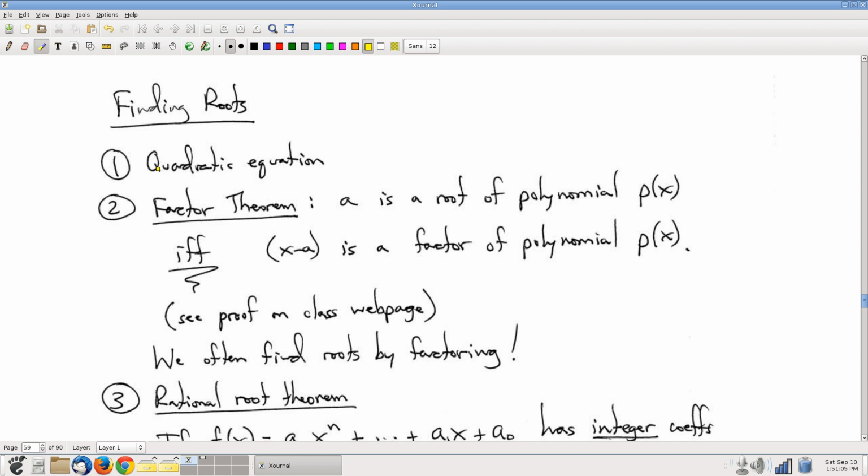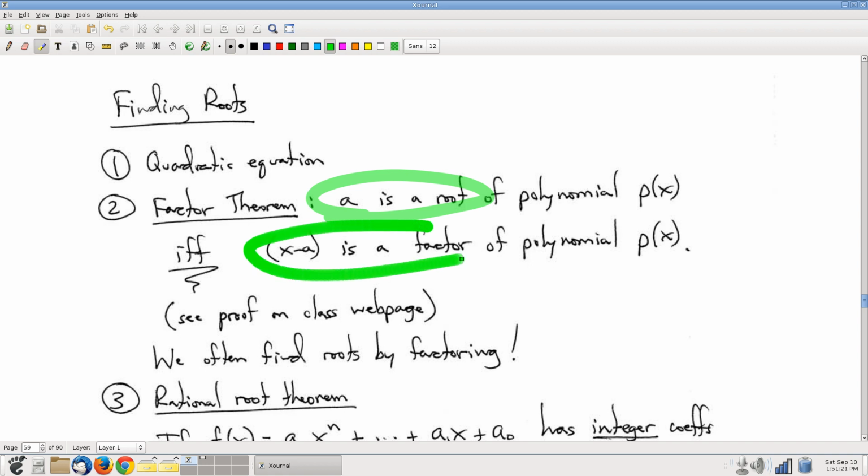Okay, second tool. This is called the Factor Theorem, or at least this is what I prefer to call it. And students sometimes know this by different names. But here's the idea, and that is if you have a number that's a root of a polynomial, then x minus that number is a factor of that polynomial. So this is a basic fact about algebra. This should be a part of any Algebra 1 or 2 class. Algebra 2 at a minimum.